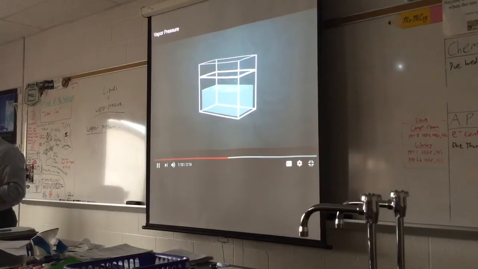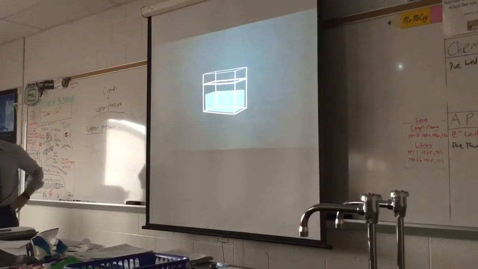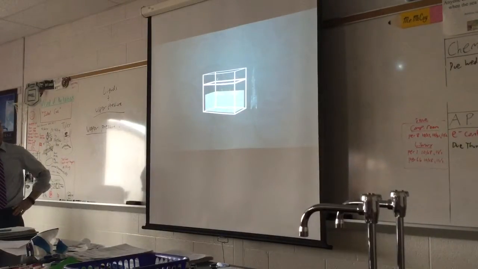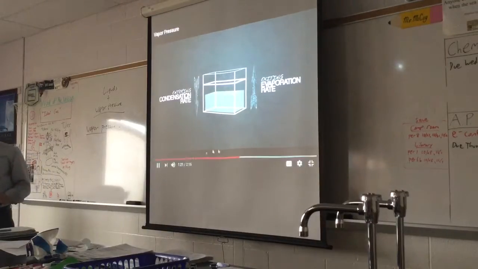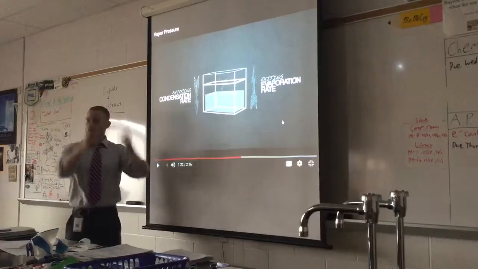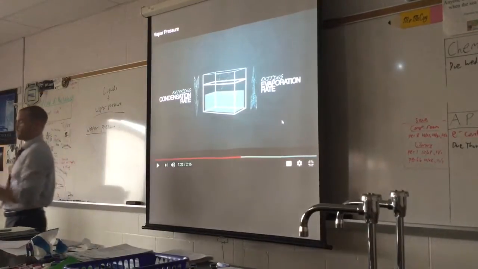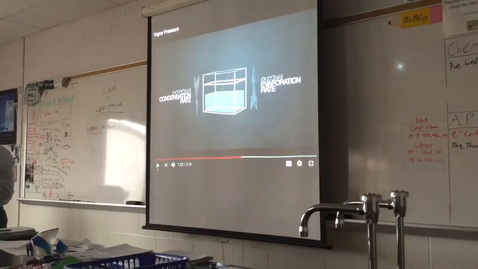We'll get to that in a second. So watch. The water vapor goes back in. As this happens, you finally reach a state at which the exiting evaporation rate equals the entering condensation rate. What does the word rate mean? How fast, right? So evaporating is occurring at one speed, and condensing is occurring at the exact same speed at the exact same time. That's what he's talking about.